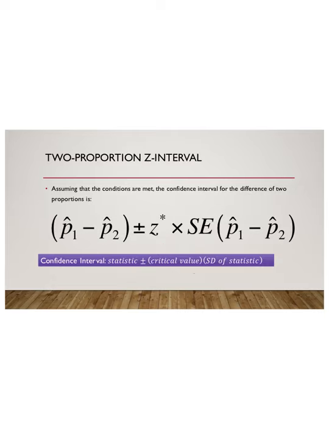To do a two-proportion z interval, if we assume the conditions are met, the confidence interval for the difference of two proportions is as follows. Remember, in the formula sheet, you're always going to start with the statistic. So our statistic is the difference of our two proportions, plus or minus our critical value. Because we're talking about proportions, our critical value is z star, and then our standard deviation of the statistic.